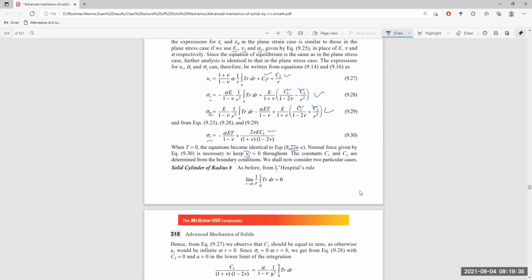Now, by L'Hospital's rule, what we have is the limit as r tends to 0 of 1 by r, the integration from 0 to r of T into r into dr, is equal to 0. Which means what we are having is, say, an elemental ring of radius r and thickness dr. If we multiply it with the temperature, T dr into r, and divide by r, it will give you the temperature quotient at a distance r itself, and we are saying that this is equal to 0.